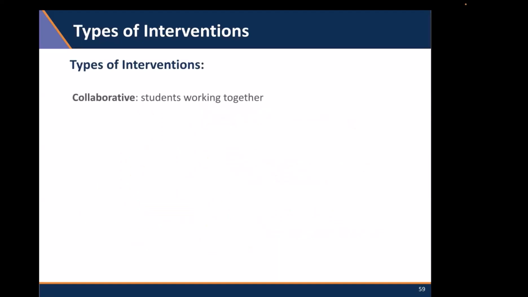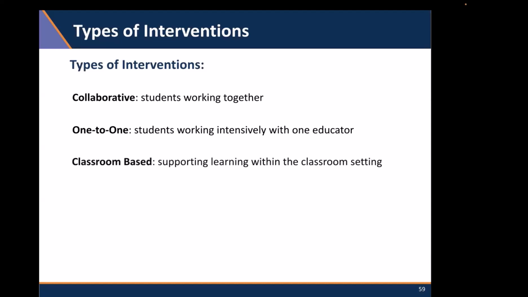The types of interventions that we have: collaborative interventions, students working together. This is an intervention that can be done right in your class. We're talking about students talking with one another and discussing their thinking, whether it be with a whole group, with small groups, or what have you. So that collaborative intervention, or that collaborative nature of a classroom, should be happening in your tier 1, but it's also a way to do intervention as well. You could do one-to-one, so teachers working intensively with one educator. You could do classroom-based, again, supporting that learning within the classroom. Lots of different ways we can do that.